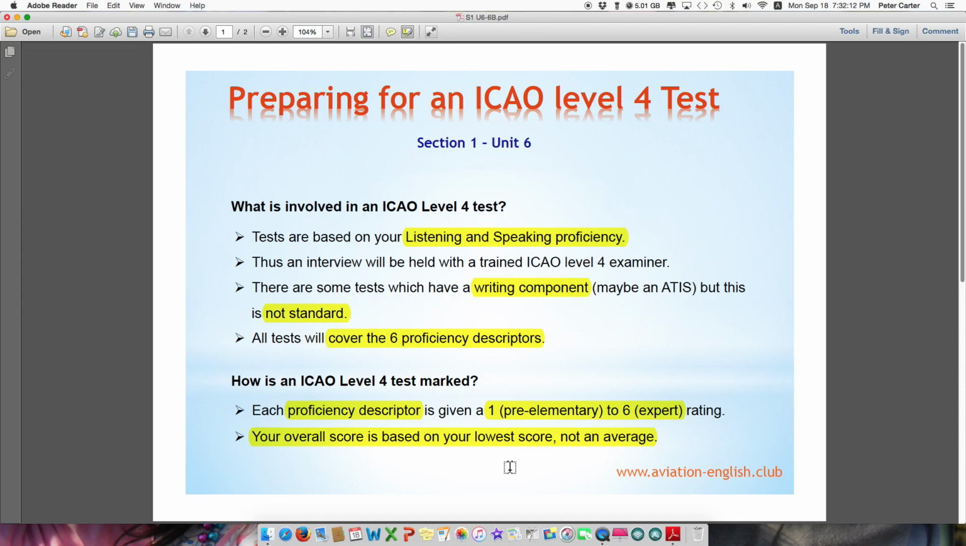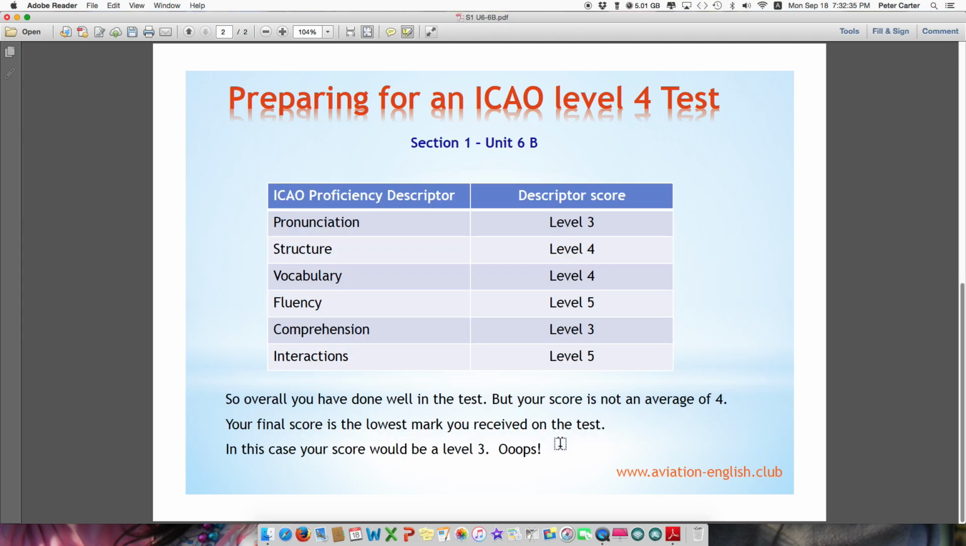So, for example, if you got 5, 5, 5, 3, 3, 3, that adds up to 24. You divide by 6, that gives you 4. Bingo, a level 4. No, that is not how it is marked. Let's have a look. Here's an example. Now, this is not an example of a test. This is just a table to show you how it works.